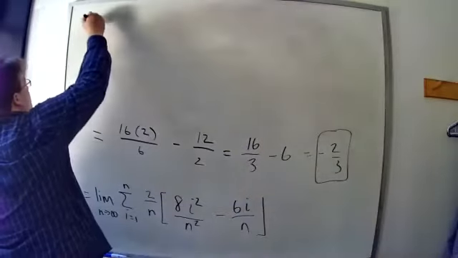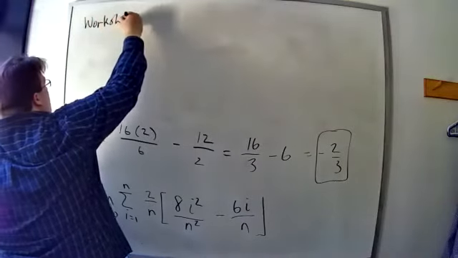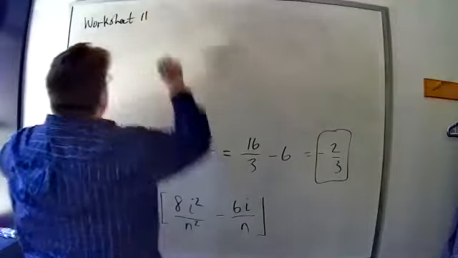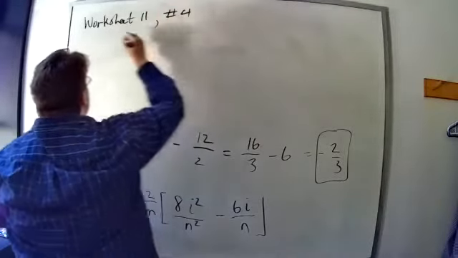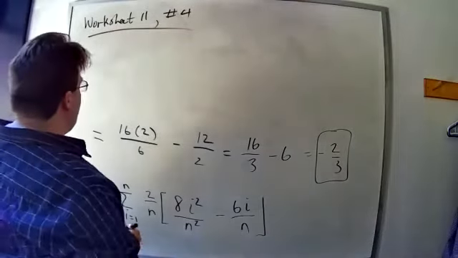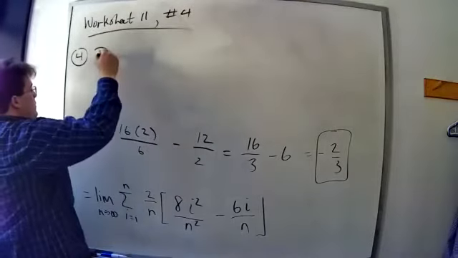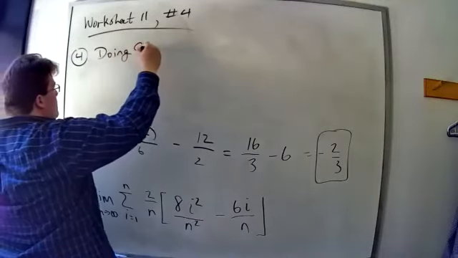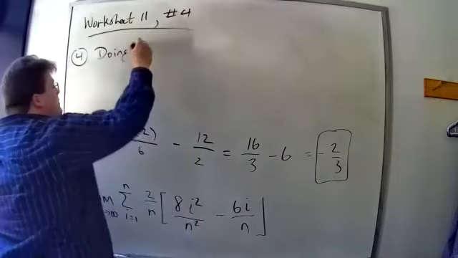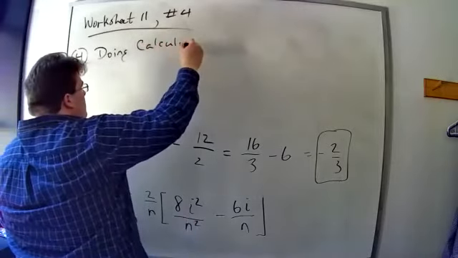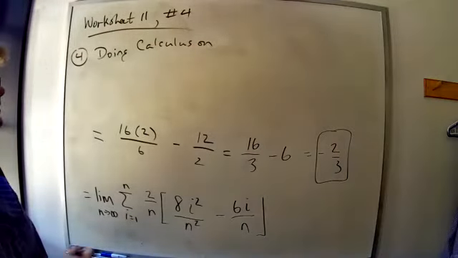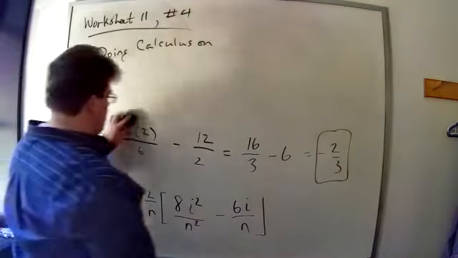So here this is worksheet 11, number 4. So here we're trying to minimize, should probably not spell calculus wrong, C-A-L-C. We're doing calculus on the surface area of this cylindrical can with no top.